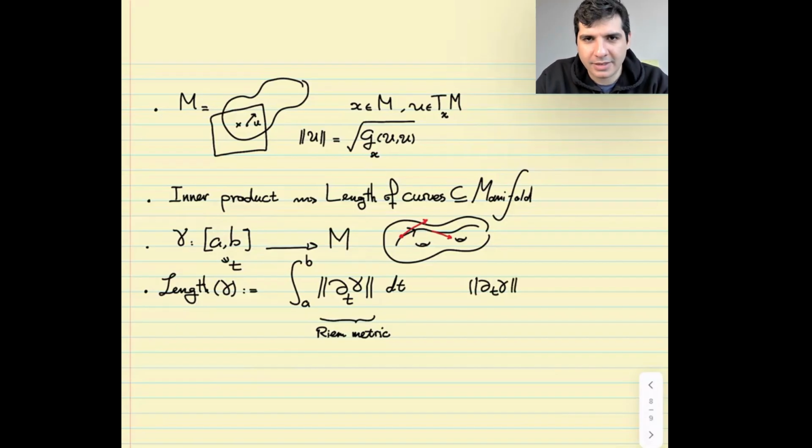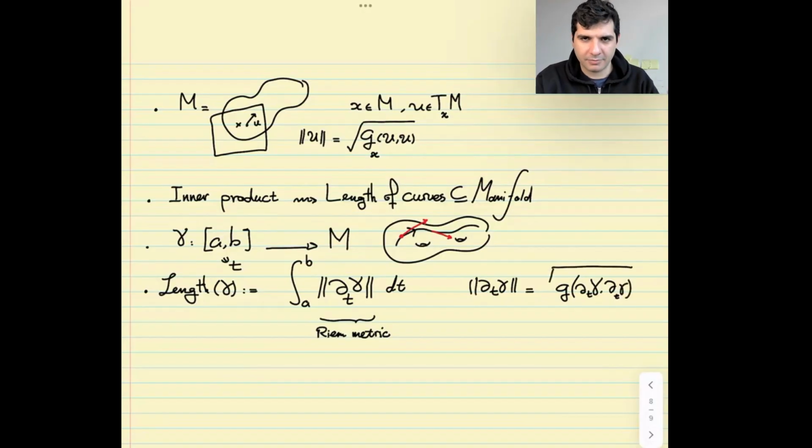Just to specify that again, the length of a tangent vector is the square root of the inner product of the vector by itself. Here, the inner product is defined with the use of the Riemannian metric on the manifold. That's why the lengths of curves are now defined. We can measure the length of a curve on the manifold.